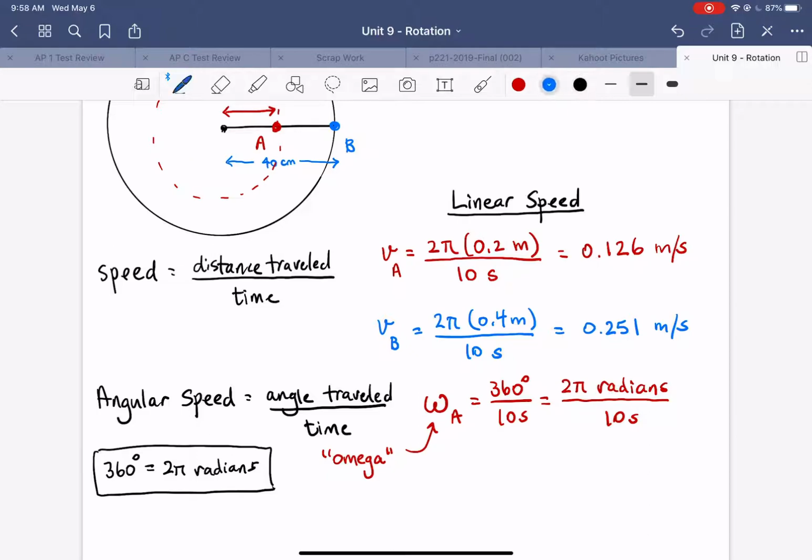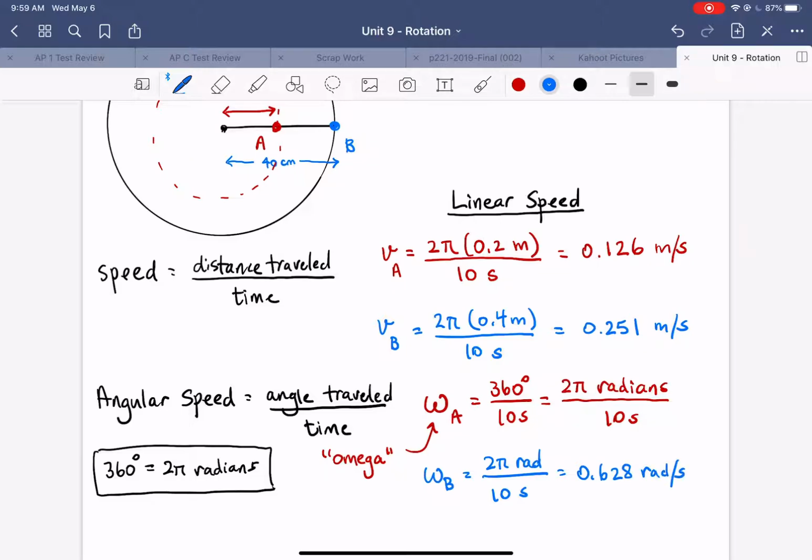All right, so the angular velocity of B, that's going to be the exact same, right? It rotates through the same angle in the same amount of time. So we can use rad as short for radians. So that's going to be also 2 pi radians over 10 seconds. So I guess we could go ahead and multiply that out. It's going to be 0.628 radians per second.